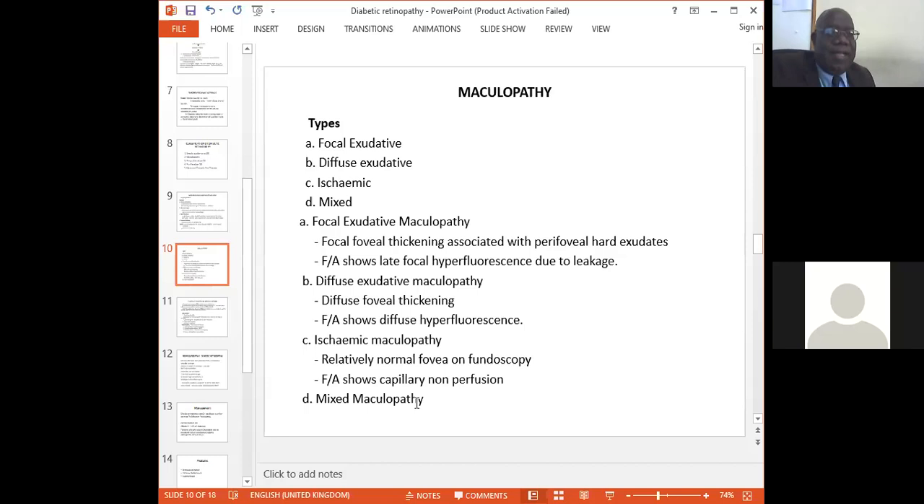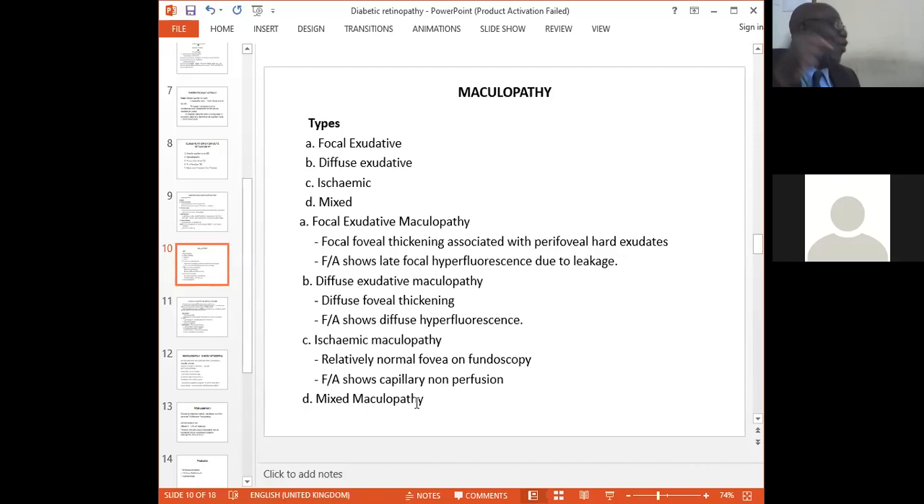And you can have a mixed maculopathy, where there is exudative, diffuse, you can have a mixture like that. That you only know when you do your fluorescein angiography investigation. It's not just about doing a fundoscopy. Ischemic maculopathy will only show once you do a fluorescein angiography, because the small blood vessels will be absent around there. They are blocked. That's why we're referring to it as ischemia.